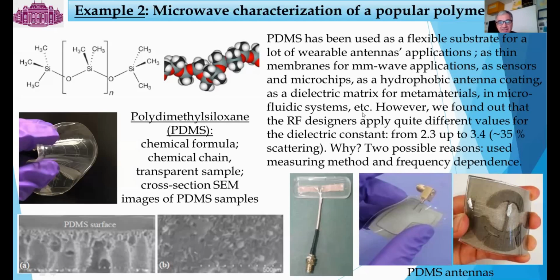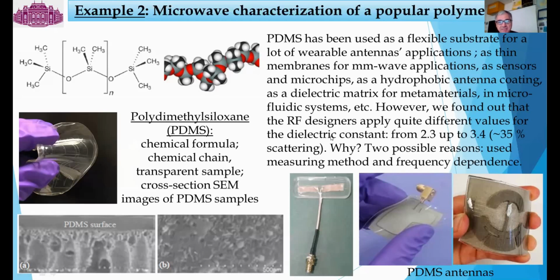The next example is also interesting. This is characterization for a new type of substrate, so-called flexible polymer substrates. And the example is connected with polydimethylsiloxane material. This is a flexible material with many electronic applications.